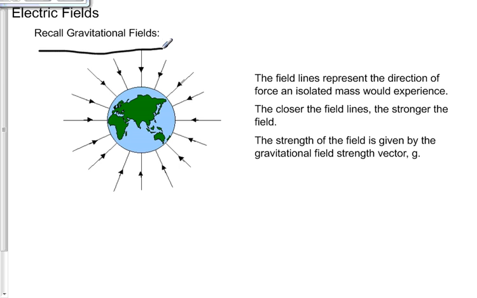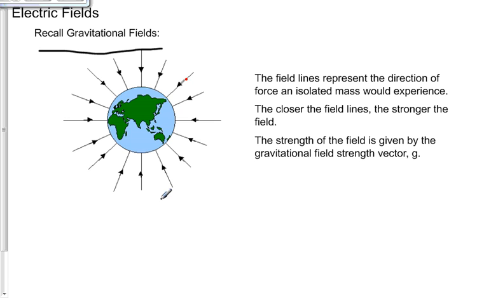If you remember what a gravitational field is, it's a field that an object creates in the space around it, and it causes objects that are close to it to experience a force. For instance, the Earth would have a gravitational field around it, causing any massive objects near it to be attracted to it. The field lines represent the direction of force this isolated mass would experience. If I put an object right here, where the red dot is, it would feel a force pulling it in towards the Earth.